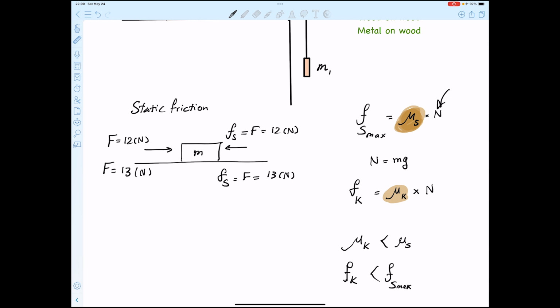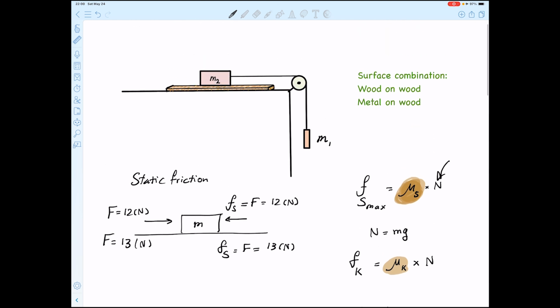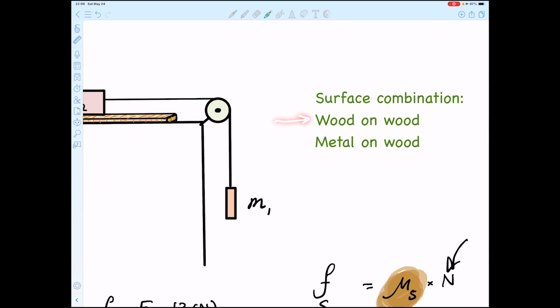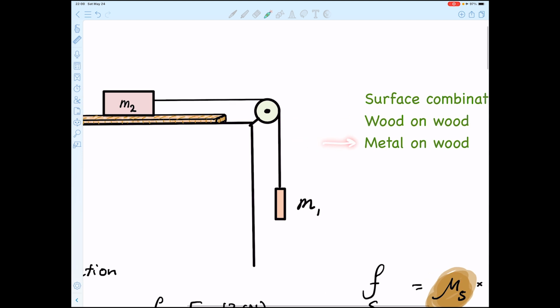So I'm going to very quickly explain what we would have done in an in-person lab. We'll have something similar to this. We have a wooden block here. We'll have an object which we call M2 on that wooden block. This M2 has two surfaces. The first surface is wood, and the other surface is metal. So the combination of surfaces that we would have is wood on wood and metal on wood.